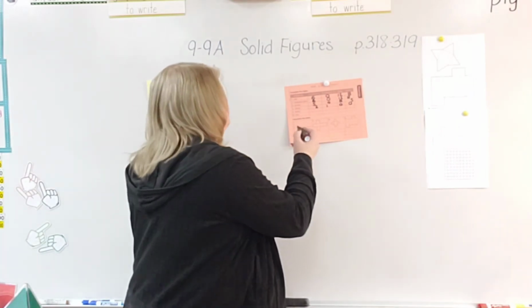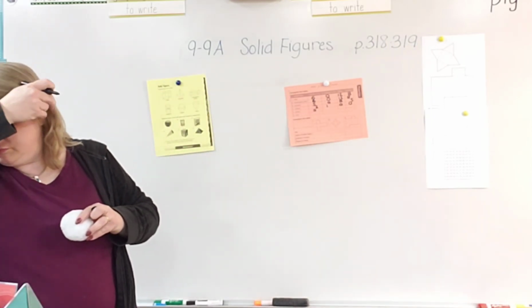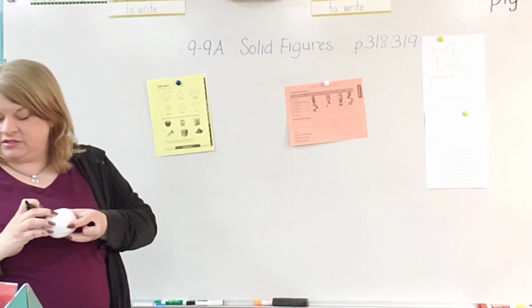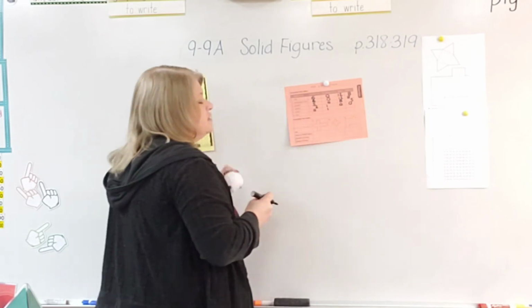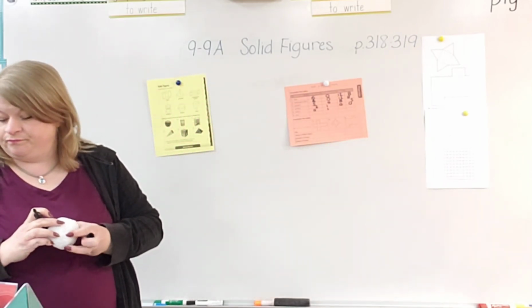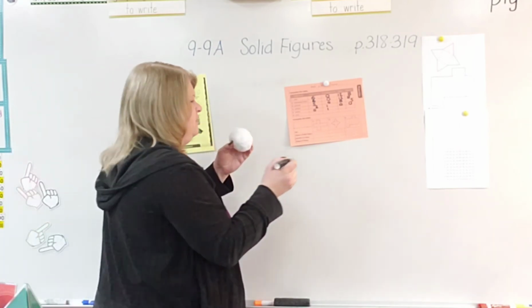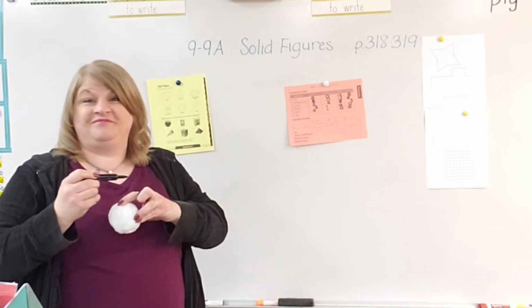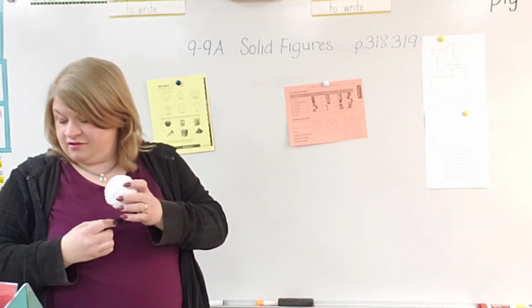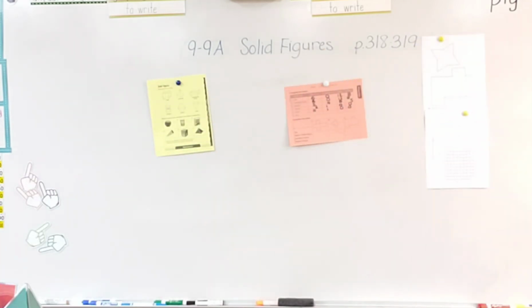Any flat surfaces on a ball? No. Any curved surfaces? Yeah, the whole thing. 1 curved surface. Any edges? Any vertices? No. Interesting, huh? All right. The last one we're going to do is a cone.